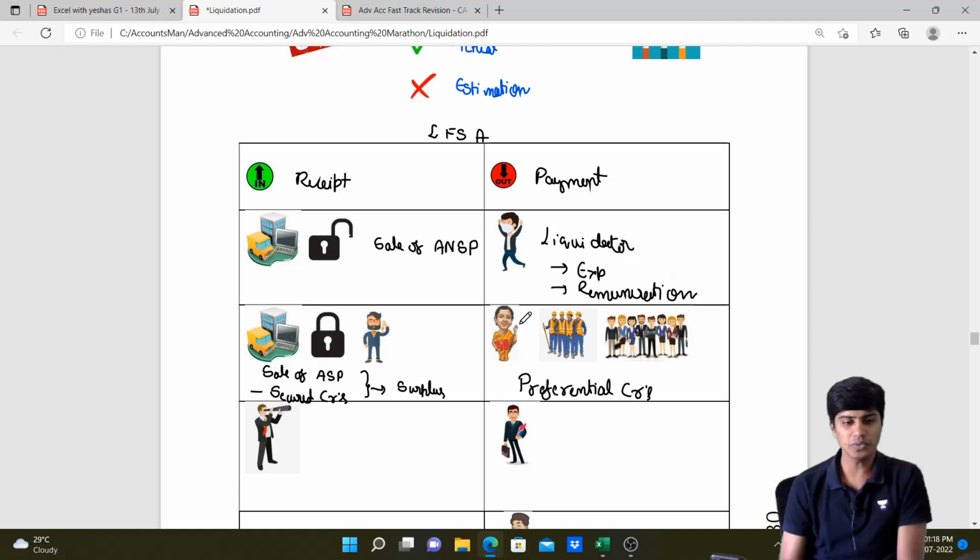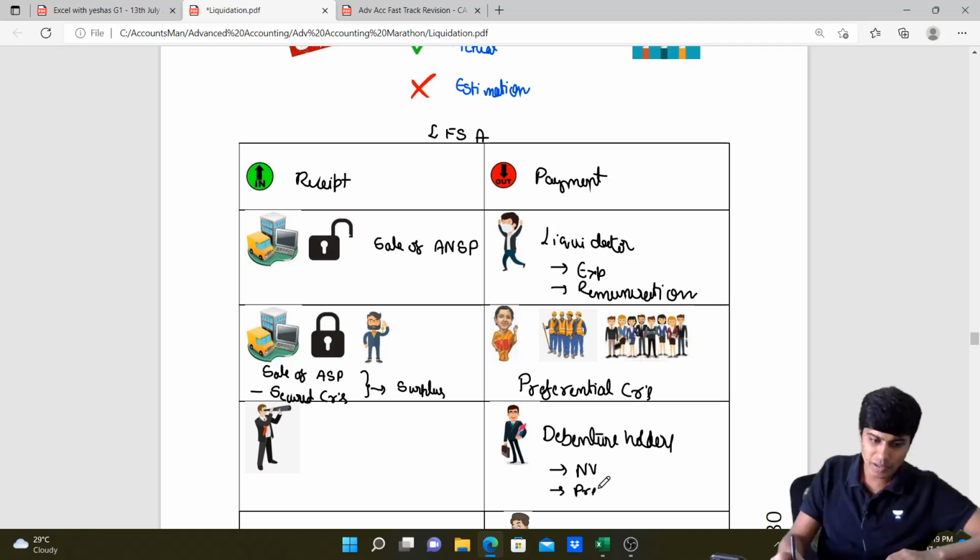So from the realization on sale of assets not specifically pledged and surplus from assets specifically pledged, we'll first pay the liquidator's remuneration and expenses. Then we'll pay preferential creditors. After that, we will pay debenture holders. You remember this man in suit? We'll pay debenture holders, you should know this, for nominal value plus premium plus interest. After paying these debenture holders, then comes the turn of unsecured creditors.